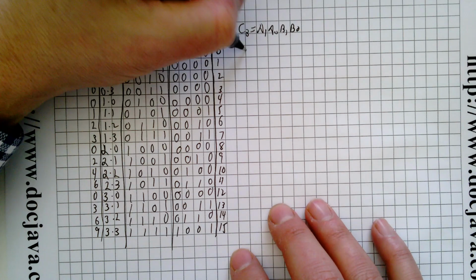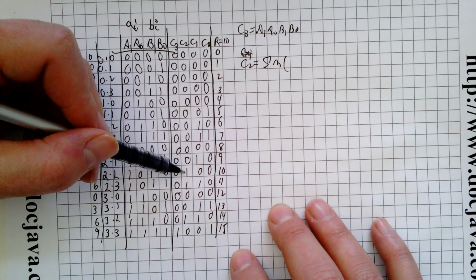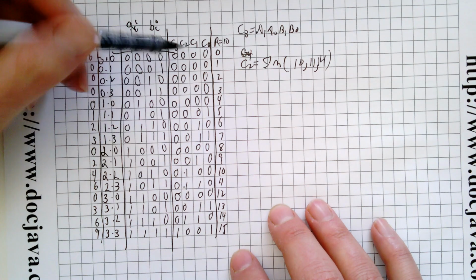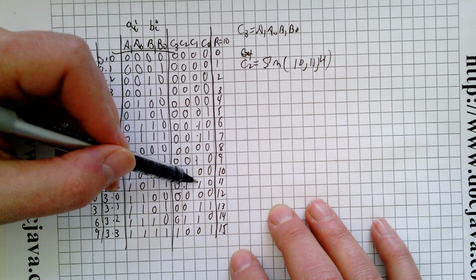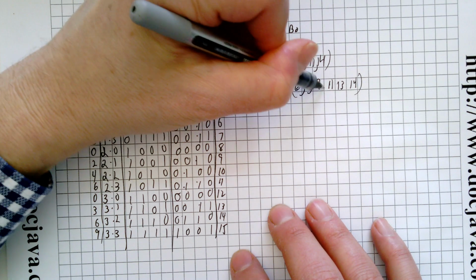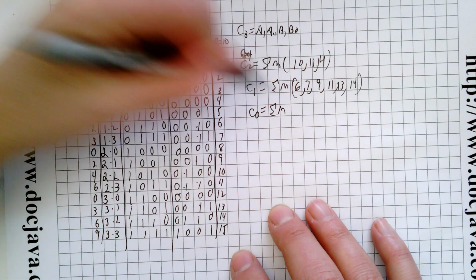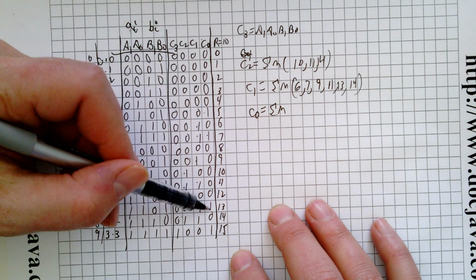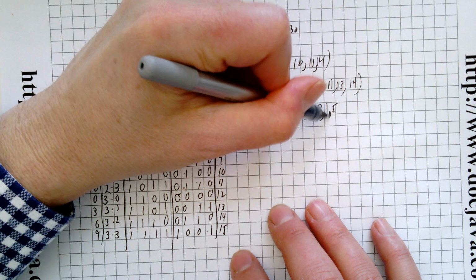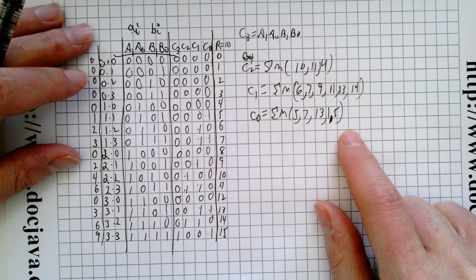Doesn't look too bad. And now we can say that C2 must be equal to sigma m of 10, 11, and 14. And C1 is equal to 6, 7, 9, 11, 13, and 14. And C0 is equal to 5, 7, 13, 15. And so that gives me really the specification for a 2-bit by 2-bit binary multiplier.